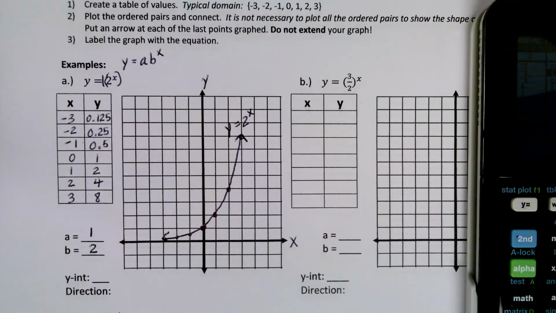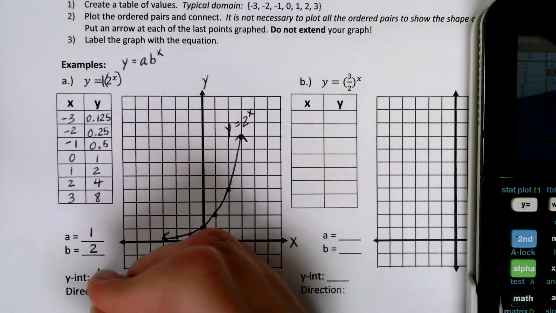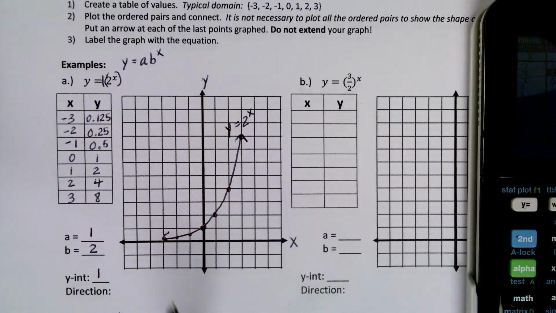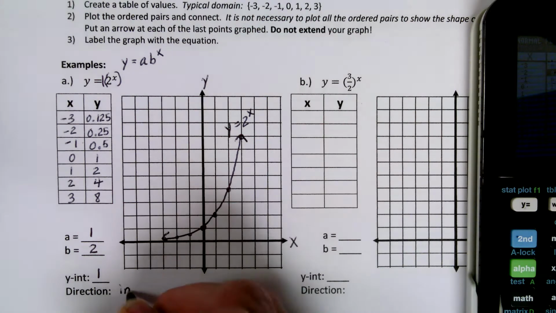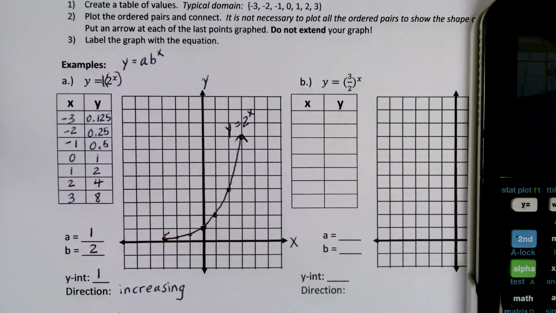Now let's take a look at our graph. What is the y-intercept? Well, this curve crosses the y-axis at 1. And what is the direction? Direction is, what does that curve look like as I'm going from left to right? And it's going up, so we say the direction is increasing. So something interesting about one of these values in our y-intercept. I want you to think about that, and we're going to take a look at the next graph and see if you're able to pick up on that.